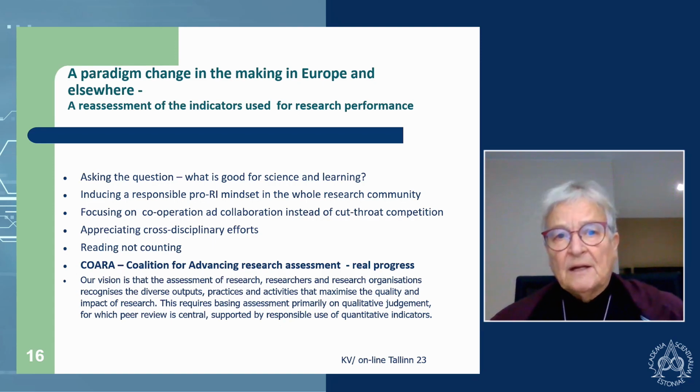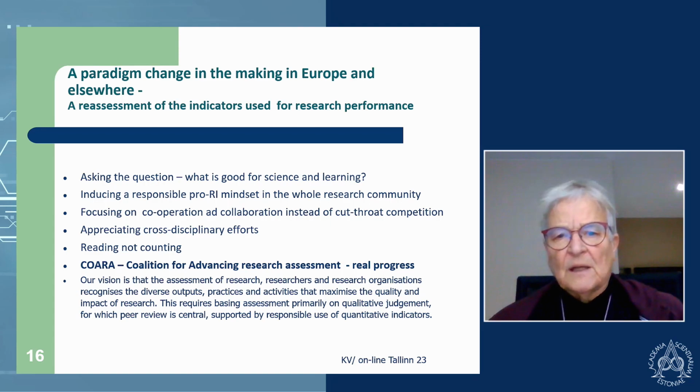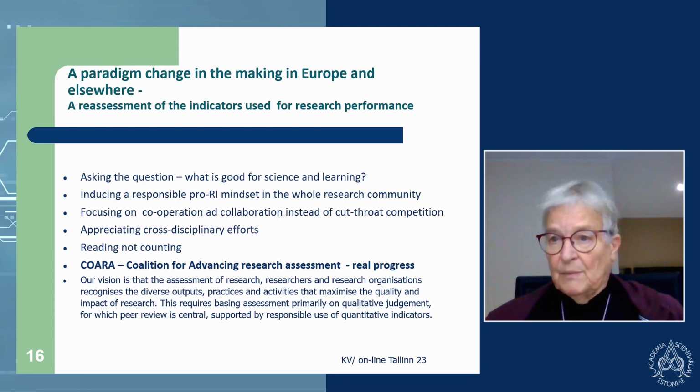The good news is, I think, that there's a paradigm change in the making in Europe: the reassessment of the indicators used for research performance. The Coalition for Advancing Research Assessment is real progress, with institutions, universities, funders and research associations all promoting it and trying to get back on track, to find out what research really entails. It's not only quantitative results, but basically a qualitative judgment for which peer review is central, supported by responsible use of quantitative indicators. That would help research integrity and make following good practices much easier.